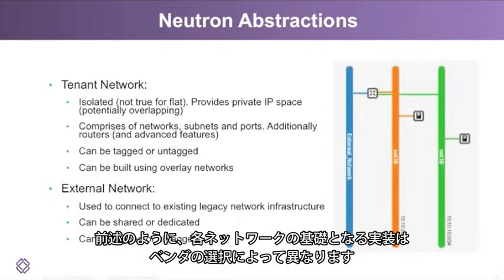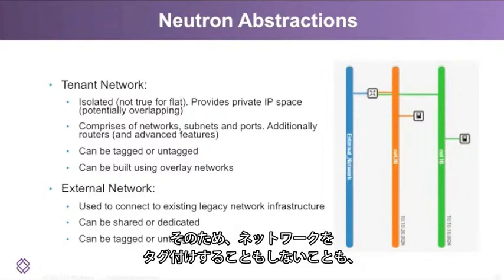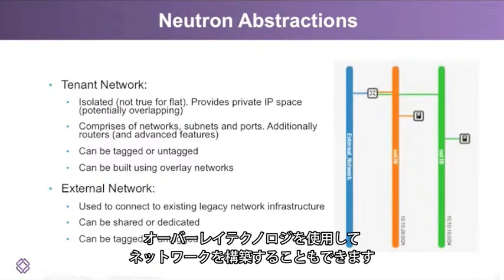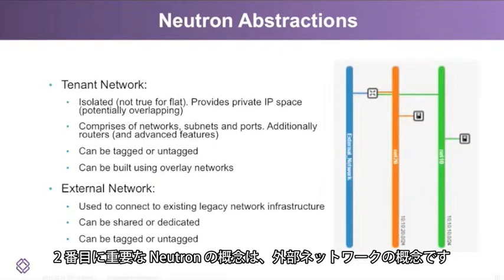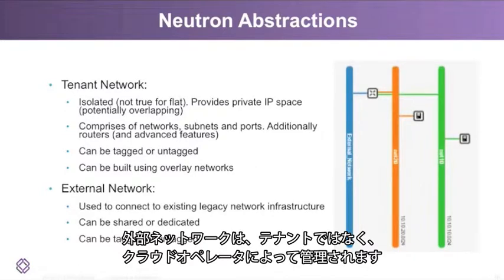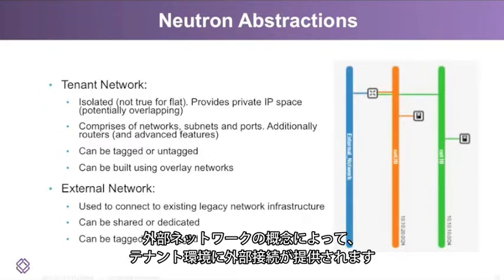As mentioned earlier, the underlying implementation of each network depends on the vendor selected. So networks can be tagged or untagged, leveraging VLANs, for example, or they can be built using overlay technologies. The second important concept for Neutron is the concept of external networks. Those are not managed by the tenant, they're managed instead by the cloud operator. But those are the constructs that provide for external connectivity to a tenant environment.